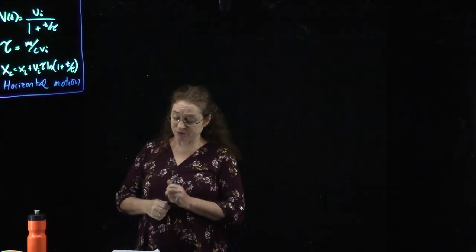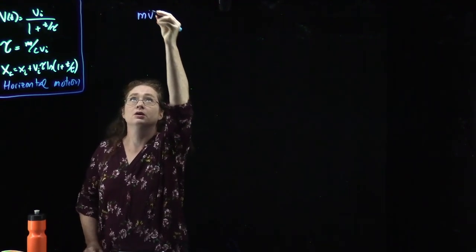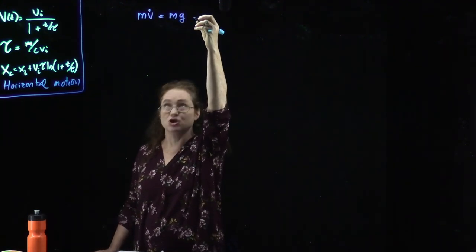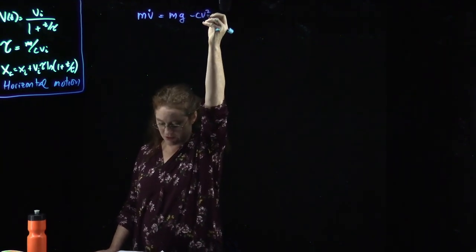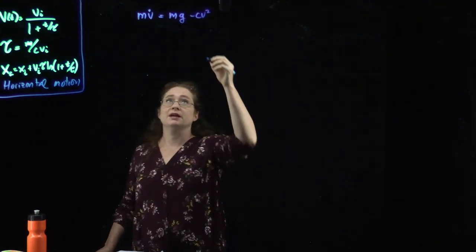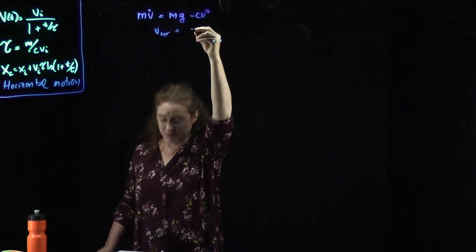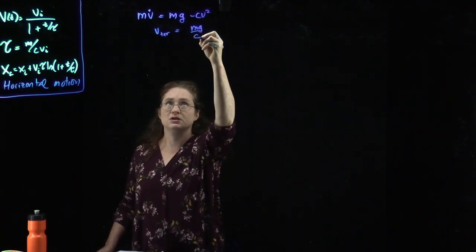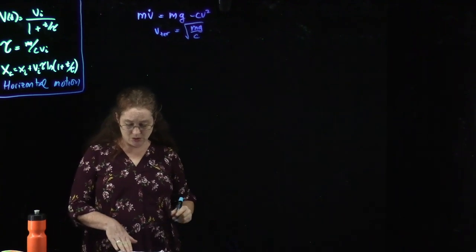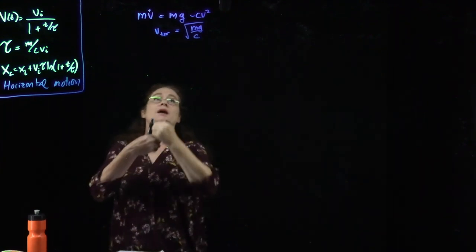All right, now we're going to consider vertical motion. So when we have vertical motion, our Newton's second law becomes m v dot equals mg minus cv squared. And here we are going to note again that there is a terminal velocity. So v terminal is equal to the square root of mg over c. And then we can write this. I'm going to divide through by m.